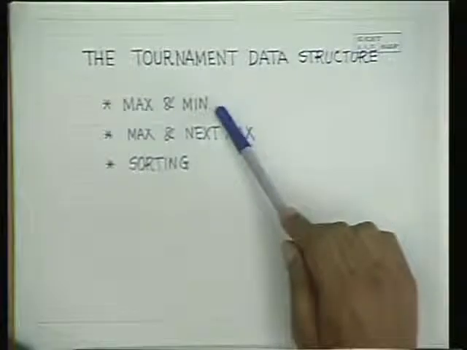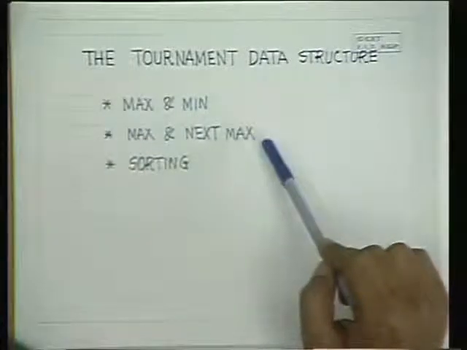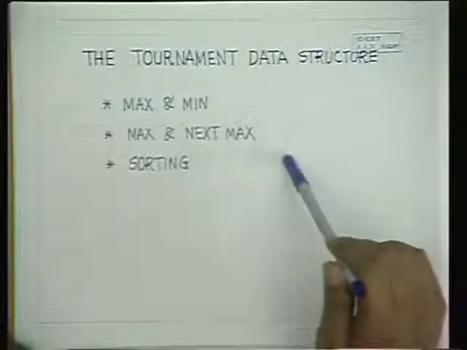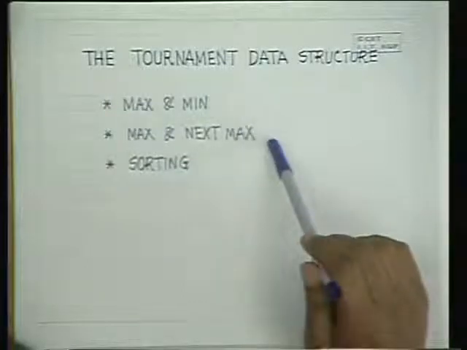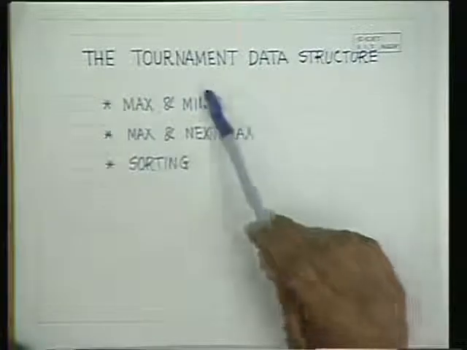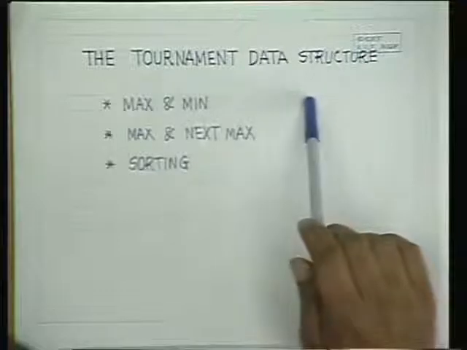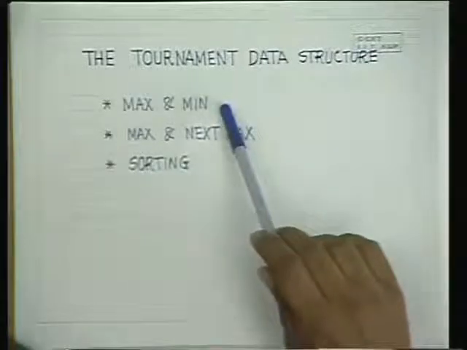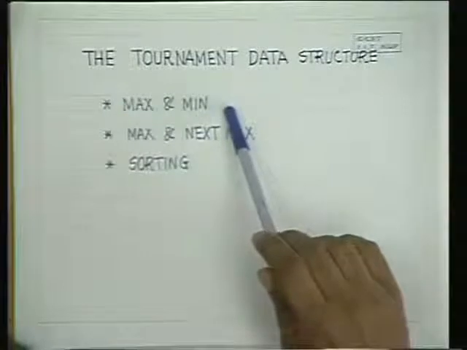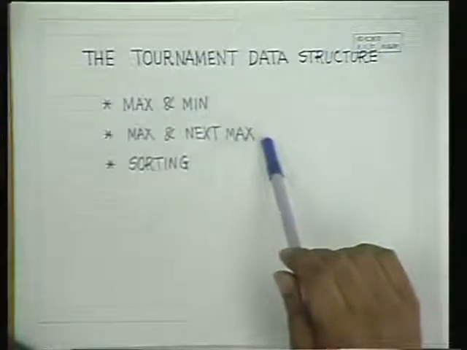We shall continue our discussion on the tournament data structure, and in the previous two classes we had studied the following two problems: the max and min of n integers, and the max and the second max, or the largest and the second largest of n numbers. And we saw that to solve these two problems we imagined a structure of a comparison tree which we called a tournament structure. The tournament structure was only implicitly used to solve the max and min problem, but it was explicitly used to solve the maximum and second maximum problem.